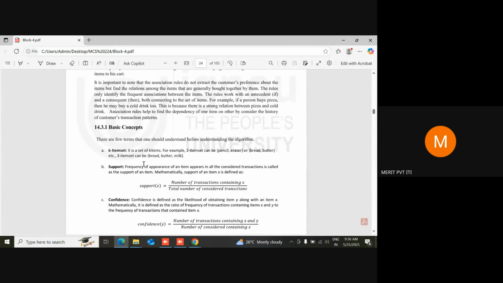Confidence. Confidence is defined as the likelihood of obtaining item Y along with an item X. Confidence is the number of transactions containing X and Y divided by the number of considered transactions containing X. So these are the things which are there. If you buy Y and you are also buying X, then what is your confidence level in percentage, so that when you buy Y you buy X, when you buy X you buy Y. So that type of thing.